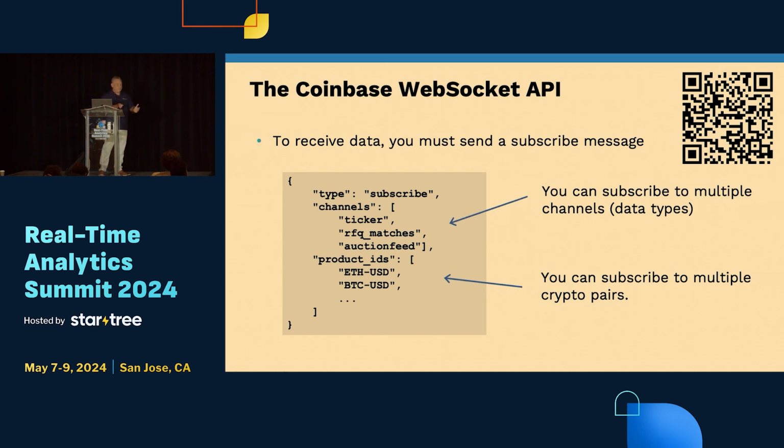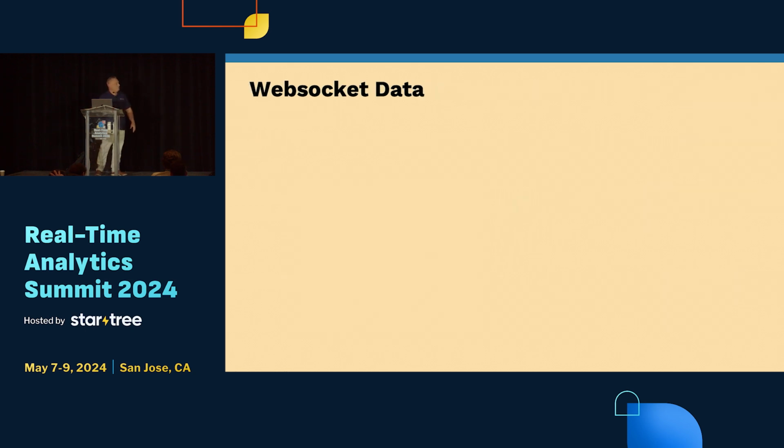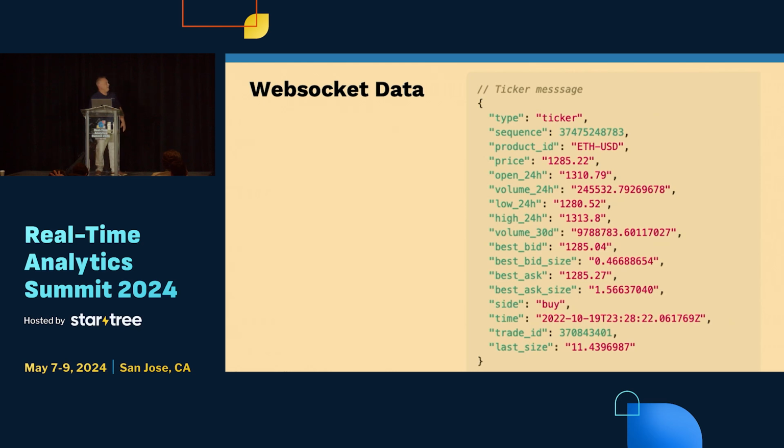But basically, to receive data, what you do is send a message that says, I'm interested in these channels. This is the data I want coming in. And you can also filter it by product pairs. These are the crypto pairs I'm interested in. So I want Ethereum, I want some Bitcoin to US dollars, I want Dogecoin, whatever. And you submit that over the WebSocket, and then it just sends the data to you automatically, right? So the WebSocket data coming back looks something like this.